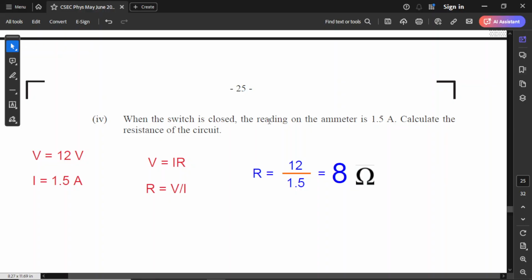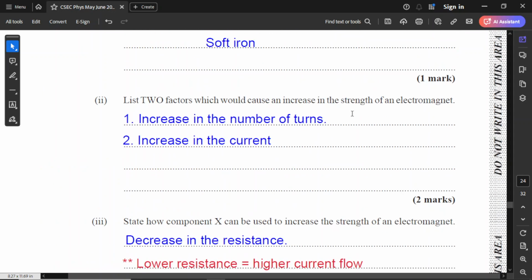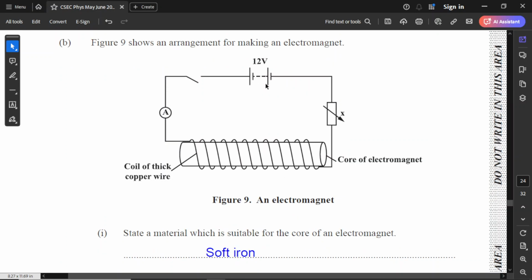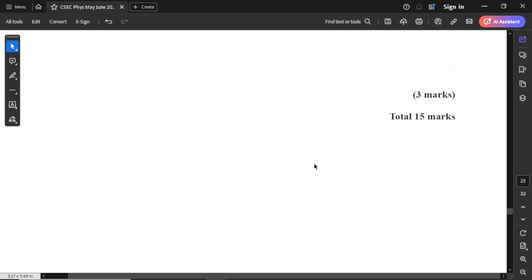So for part 4, it said when the switch is closed, the reading on the ammeter is 1.5 amperes. Calculate the resistance of the circuit. As we know this popular formula, V is equal to I times R. We have our V, which is 12 volts, coming from the diagram right here. And we have our current, which is 1.5 amperes, given in this question. If you want to find resistance based on this formula, R is equal to V over I. So V, which is 12, divided by I, which is 1.5, we get 8 ohms. And that finishes that question.